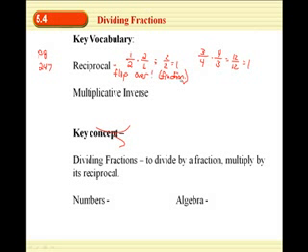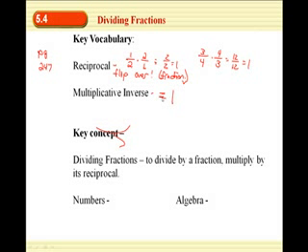Okay, the multiplicative inverse, where this is page 247. Reciprocals are also called inverses of each other, because they equal 1. Multiplicative inverses always come out to equal 1, and that's also what a reciprocal is. So when you divide fractions, it says to divide a fraction, you multiply by its reciprocal. So here's an example. Here's our key concept.